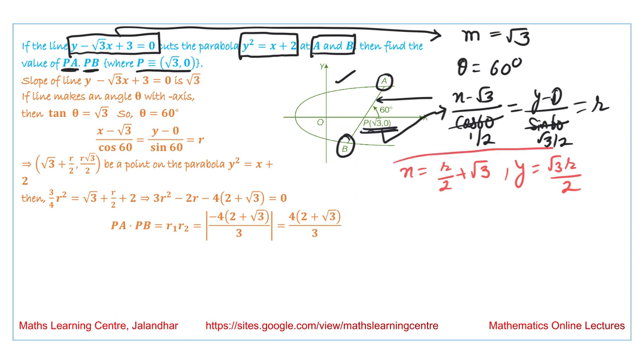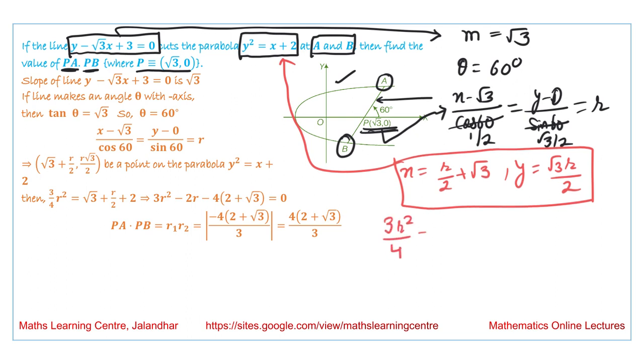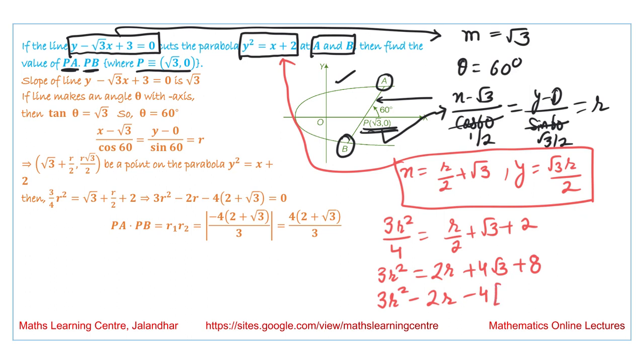Now these 2 points lie on this parabola. So if we substitute this value over here, we get 3r square by 4 is equal to r by 2 plus root 3 plus 2. So from this we obtain 3r square is equal to 2r plus 4 root 3 plus 8. So we obtain the quadratic equation 3r square minus 2r minus 4 into 2 plus root 3 is equal to 0. When we solve this, we obtain two values of r.